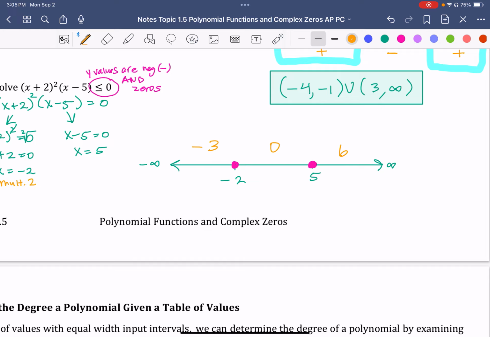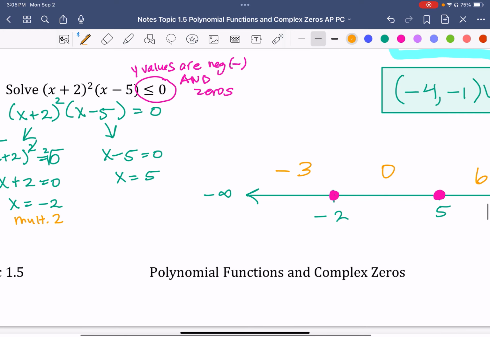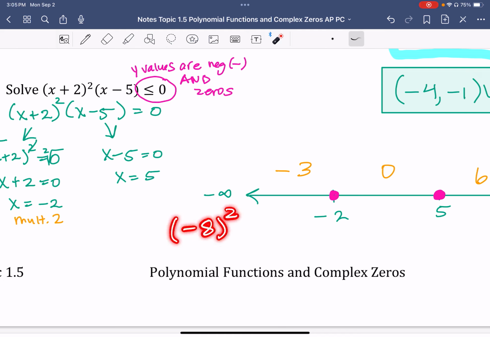All right. Now, the factor here in the front is (x plus 2) squared. What's nice about numbers that are squared is that they're always going to be positive, right? So if I had negative 8 squared, I'm still going to get a positive 64. If I have a positive 8 squared, I'm still going to get a positive 64. So what's nice about this factor being squared is that for sure I know that it's always going to be positive.